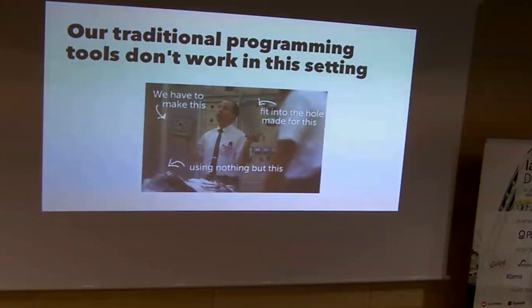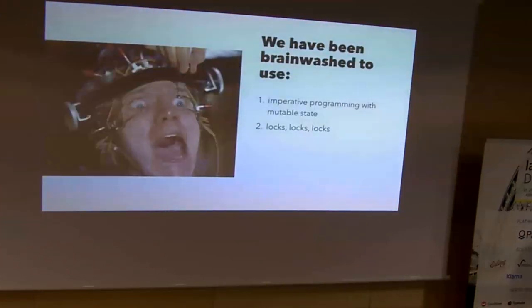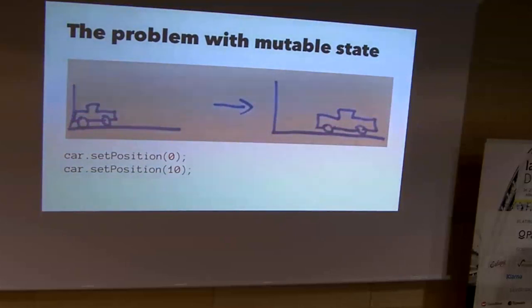So what happened is we have been brainwashed to use imperative programming with mutable state, global mutable state, and to use locks. So the problem with mutable state, here is an example. My drawing skills, as you can see, are so-so. So we have a car. It starts at position 0, and then we mutate its position. We have it move to 10. That's easy, right? That's OK.